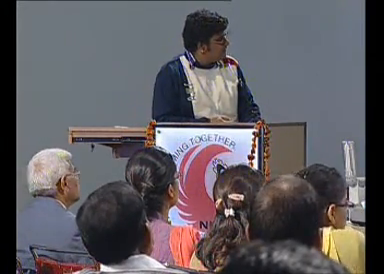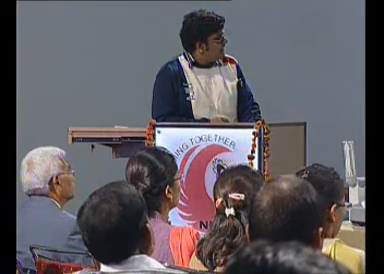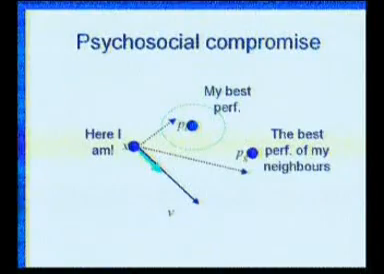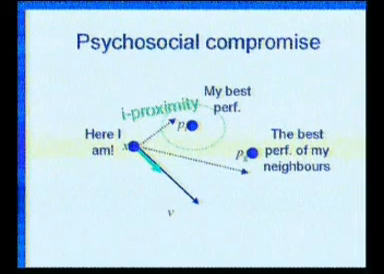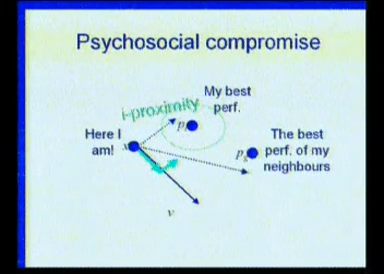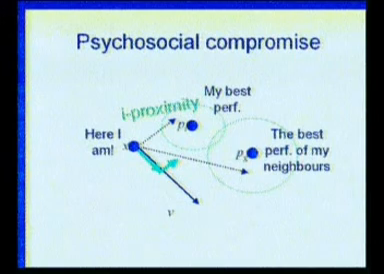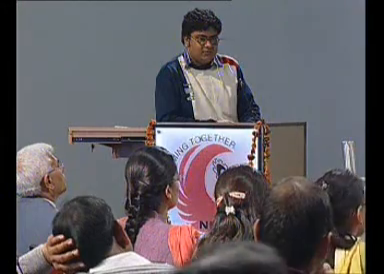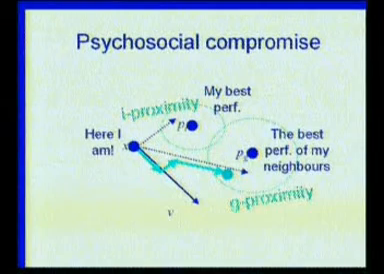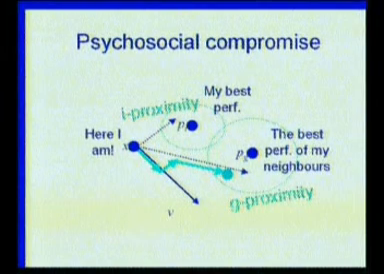So for every particle, this is a continuation of the previous slide. Here I am, this is my inertial velocity, this is my best performance so far. This is called I proximity, how proximate I am to this personal best position. I try to move to some extent towards this, and then this is the best performance of my neighbors or my entire community. So I also try to move, this is G proximity, the globally best proximity. I also try to move to some extent towards this, and this is my new position. This is how the dynamics of PSO goes on.